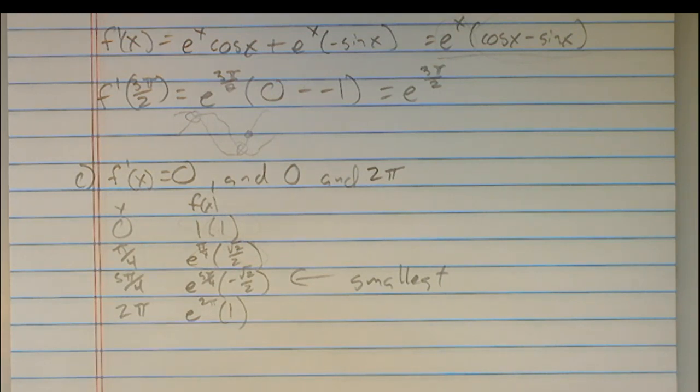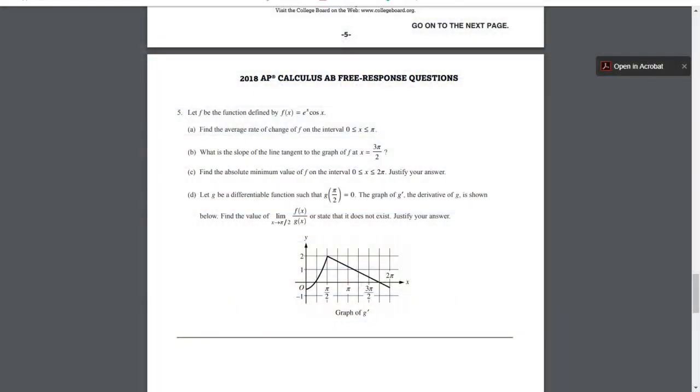All right, let's look at D. Let g be a differentiable function such that g of pi over 2 equals 0. The graph of g prime is shown below. Find the value of the limit as x approaches pi over 2 of f of x over g of x, or state that it does not exist. Justify your answer. All right, so there's a couple things going on here.